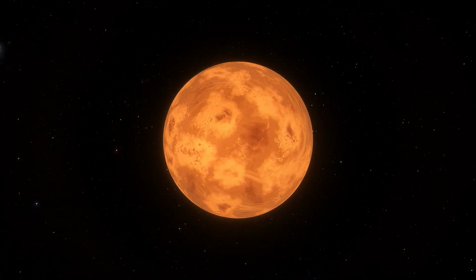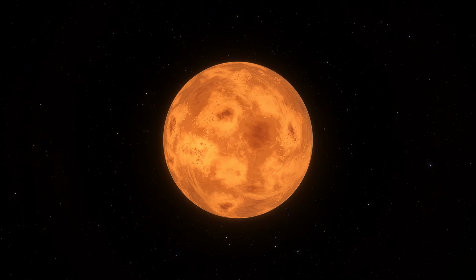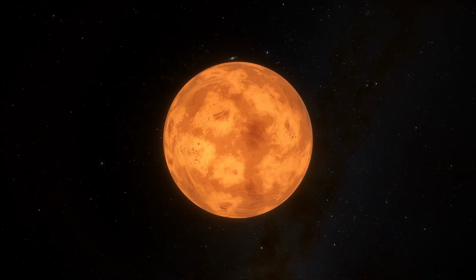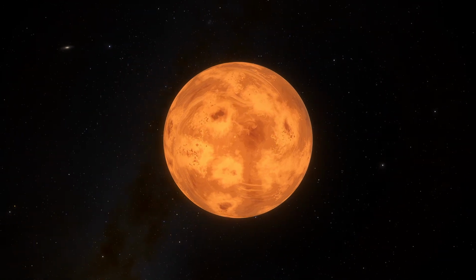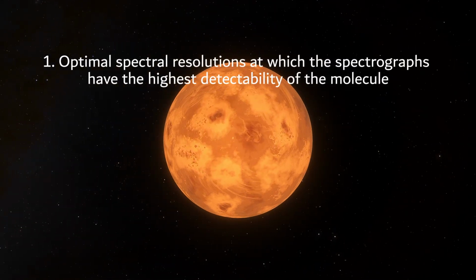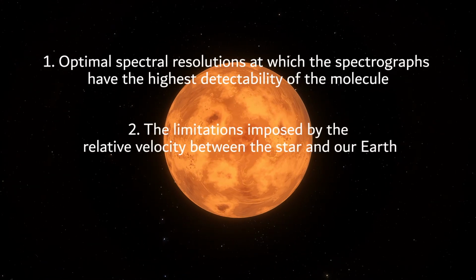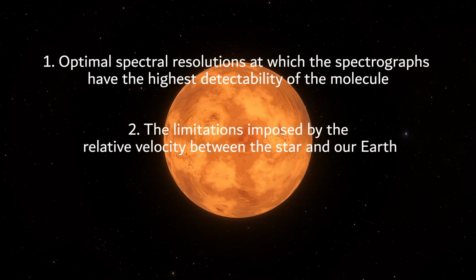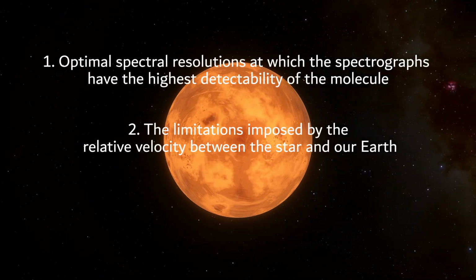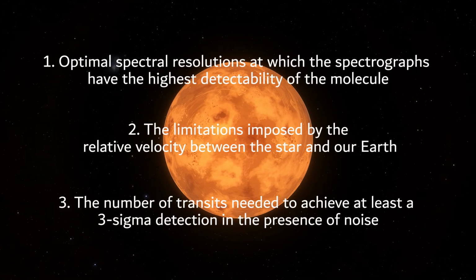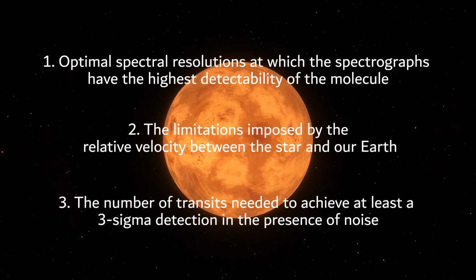Cutting the long story of methodology short, the authors tried to answer a few questions using these experiments. The questions include: at what spectral resolution will the spectrographs have the highest detectability of the molecule? What are the limitations imposed by the relative velocity between the star and our Earth, and how can we mitigate them? The number of transits needed to achieve at least a 3 sigma detection in the presence of white and red noise.